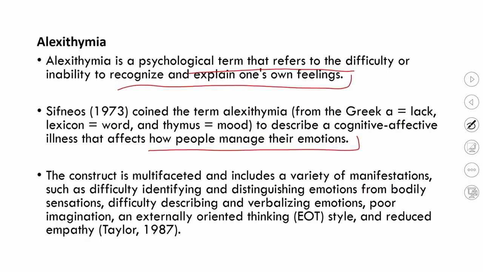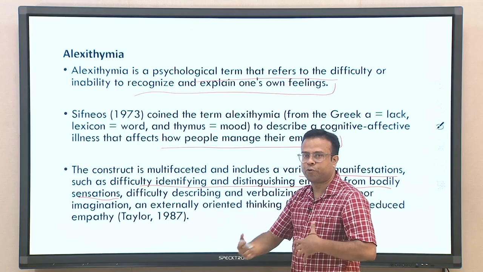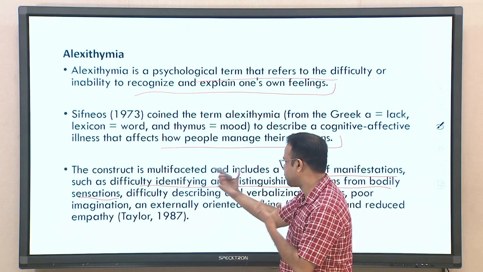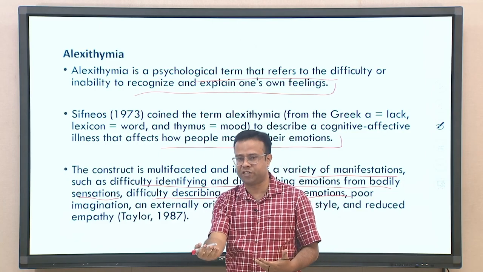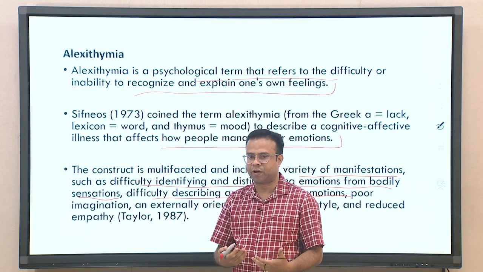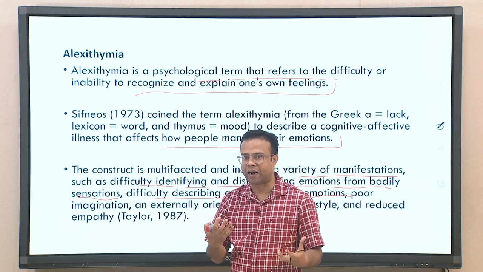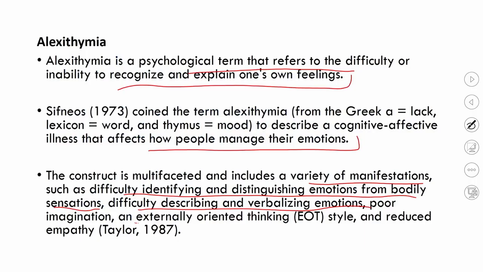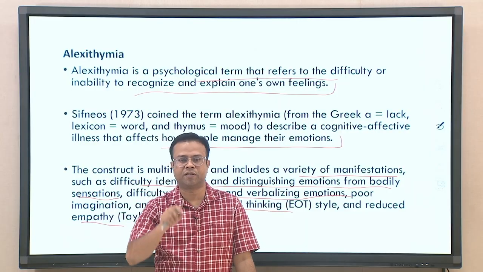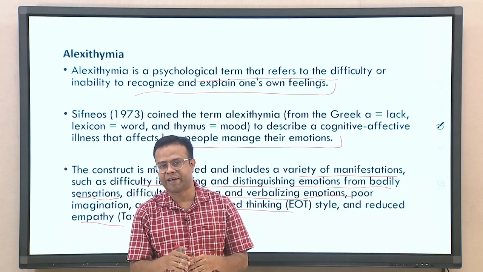This is a multifaceted construct which includes a variety of symptoms, such as difficulty in identifying and distinguishing emotion from bodily sensation. People with this condition are not able to distinguish between emotion and their bodily sensations. They also have difficulty in describing and verbalizing emotions. They find it difficult to describe what kind of emotions they are feeling, because there is a lack of understanding. Other symptoms are poor imagination, an externally oriented thinking style, and reduced empathy. So, this is the cluster of symptoms described under alexithymia.